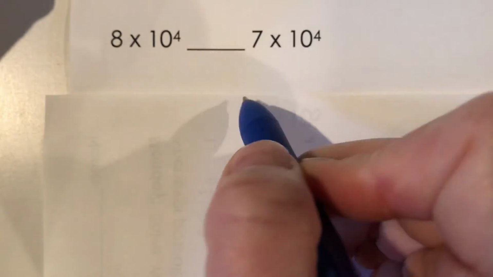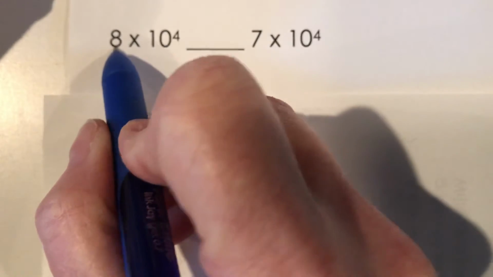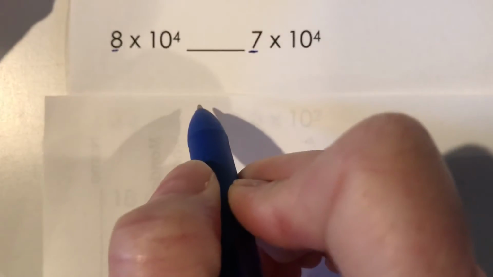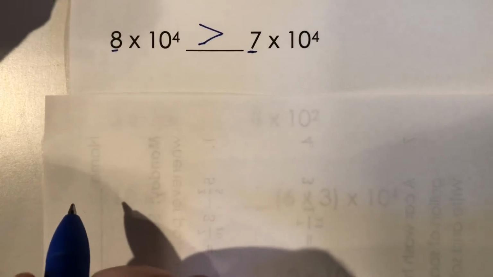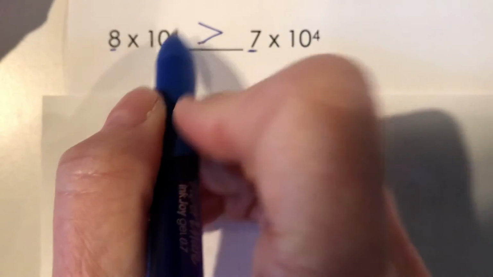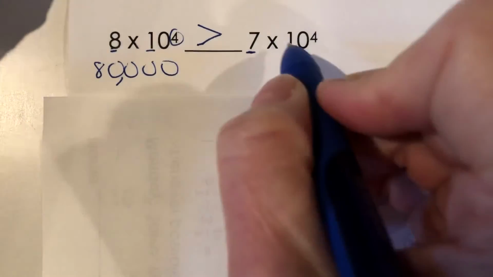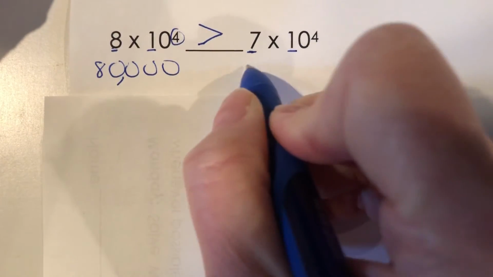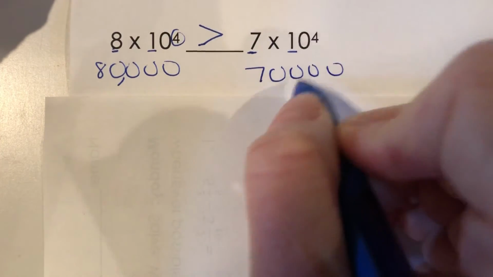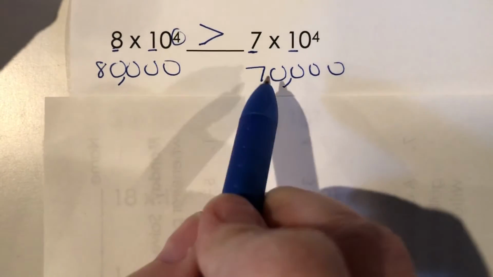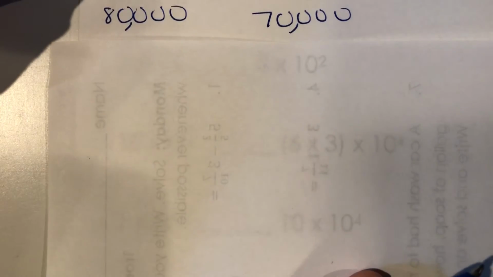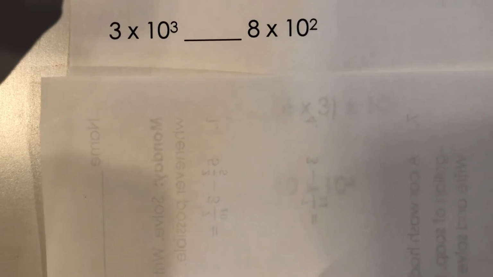All right, I notice that this is 10 to the 4th and this is also 10 to the 4th. So that means the 8 and the 7 are going to be in the same place. And since 8's greater than 7, this one would be greater. If you're like, I'm not so sure about these, well then do 8 times 10 to the 4th power. 8 times 1 is 8 with 1, 2, 3, 4 zeros. That would be 80,000. And 7 times 10 to the 4th, 7 times 1 is 7 with 1, 2, 3, 4 zeros. That would be 70,000. And 80,000 is greater than 70,000.